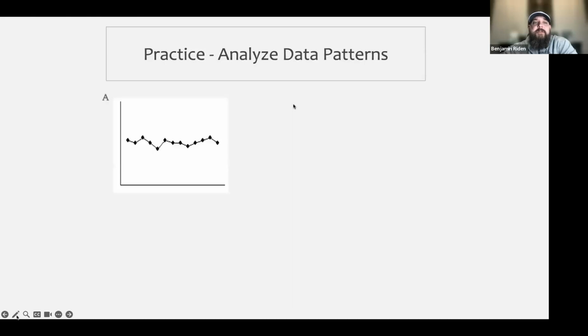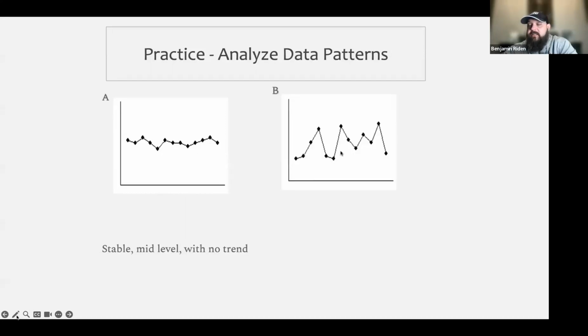So let's have a look at our first set. We have graph A, and let's go ahead and figure out how you would phrase this. Go ahead and think about that for a second. So we would say that these data are stable. There's not a ton of bounce at the mid-level, and there's no trend. It's not going up or down. It's staying relatively flat.